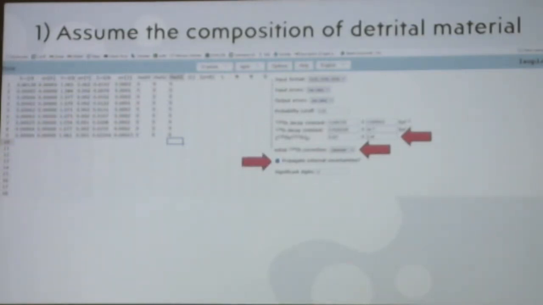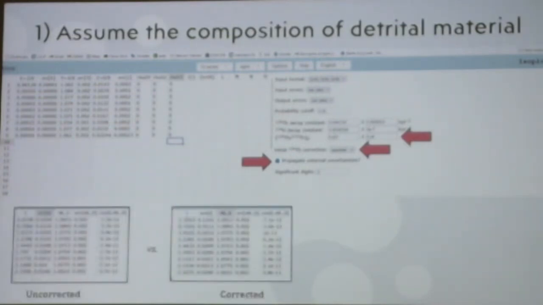This is very important. Always click on propagate external uncertainties. And these are the uncorrected ages versus the corrected ages. As you can see, the uncorrected ages are a little bit older than the corrected ages. Sometimes the correction might be a little bit too small. Sometimes it's just a few years, sometimes it's 15 years, sometimes it could be 100 years. In this case, it's about 70 years, something like that. The important thing is that the corrected ages are younger.